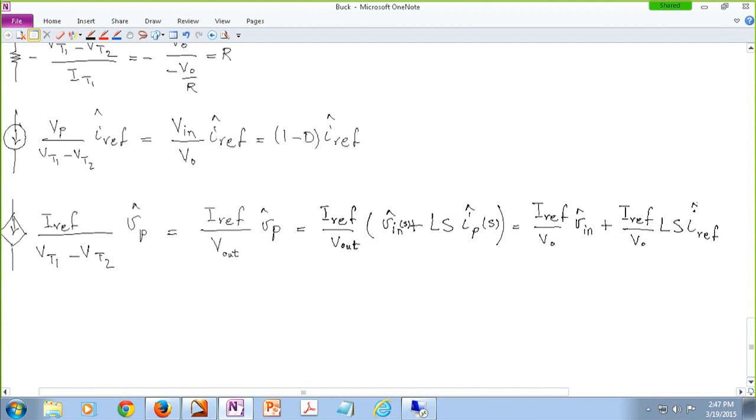Okay, something like this. And then we have some source of current over here proportional with I ref. And then we have another one here. We have one here. We have one here. We just add them together when we are actually forming the final small signal model.